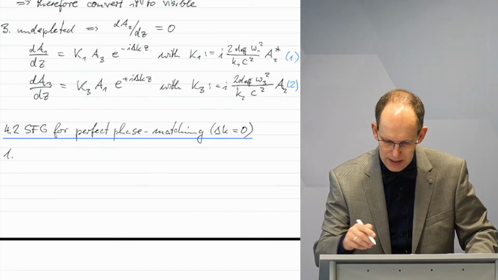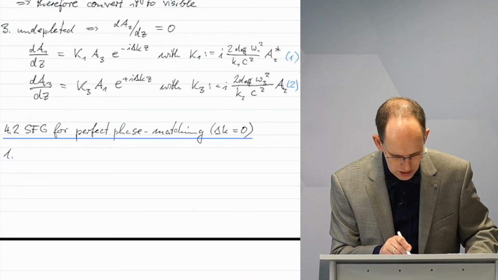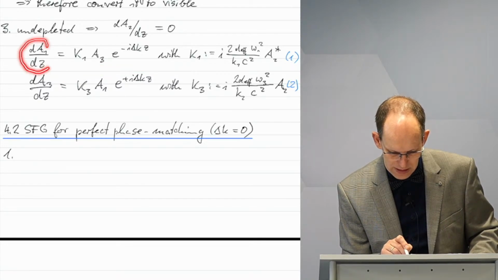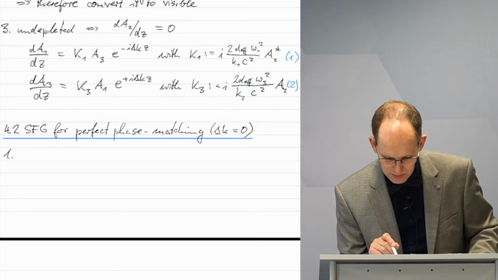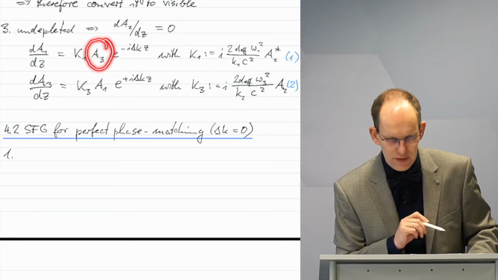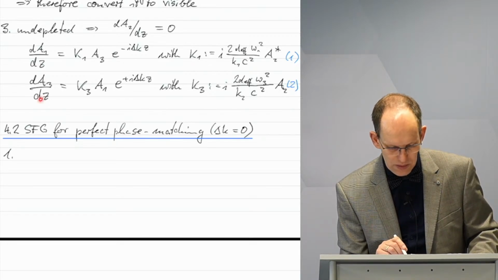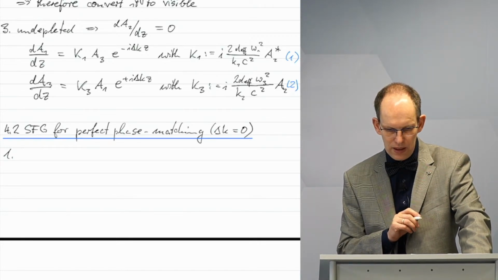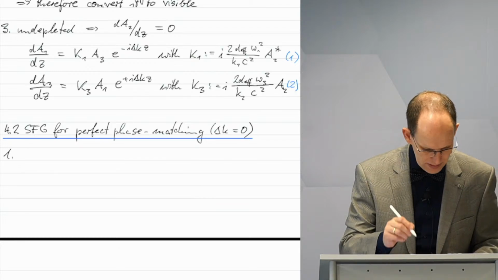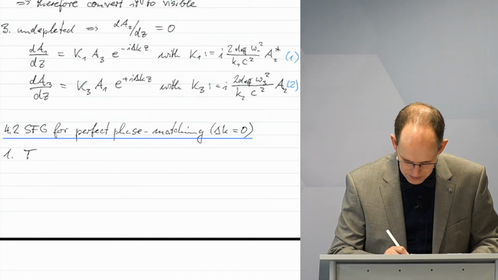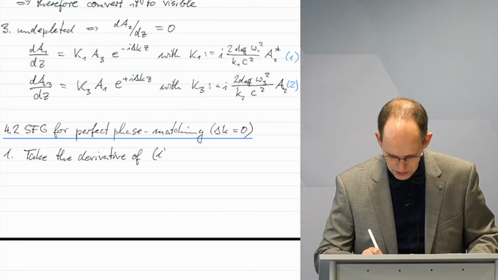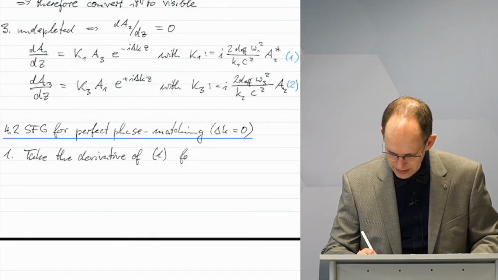And we do this by taking the derivative of equation 1, right? And if we take the derivative, then we have, of course, the second derivative here, which is not the point. But what we also have would be the first derivative of A3. And so we can plug in one equation into the other. So this is the idea here. So we take the derivative of equation 1. And of course for delta k equal to 0.